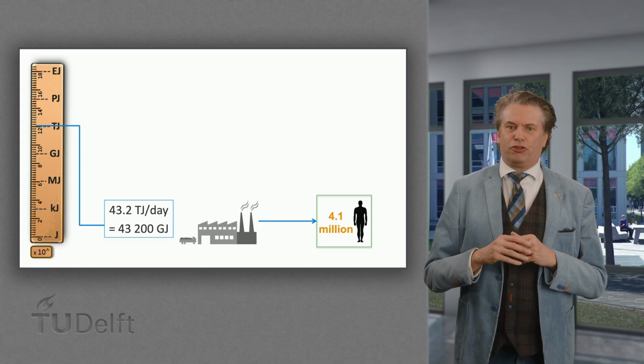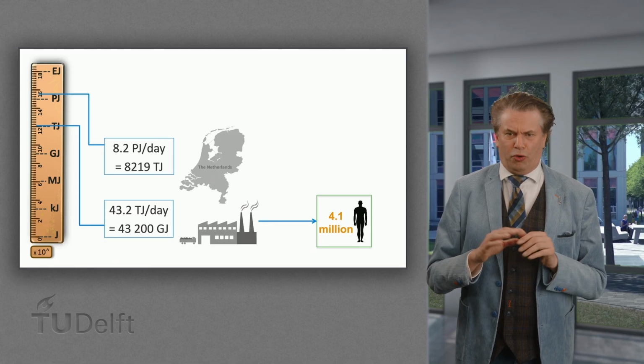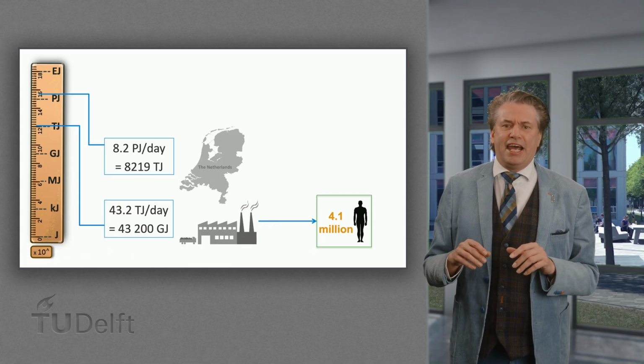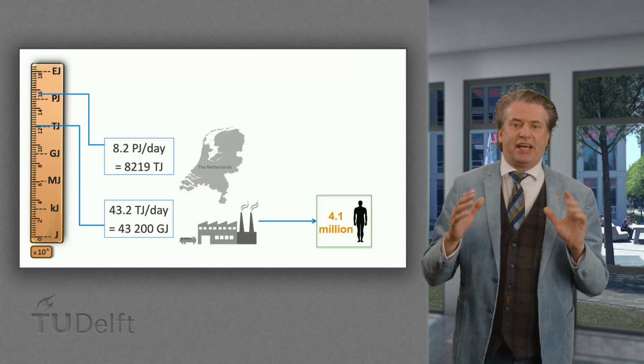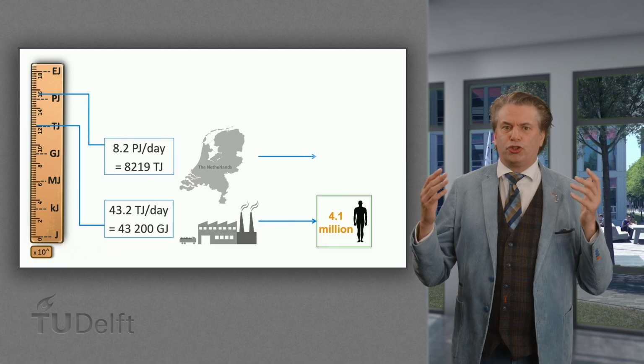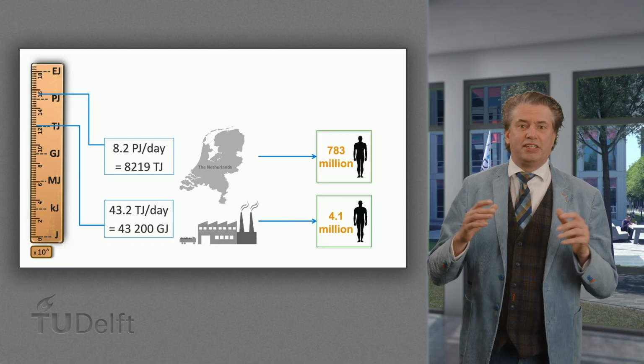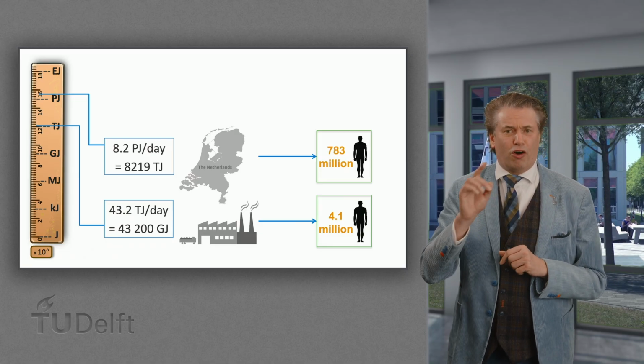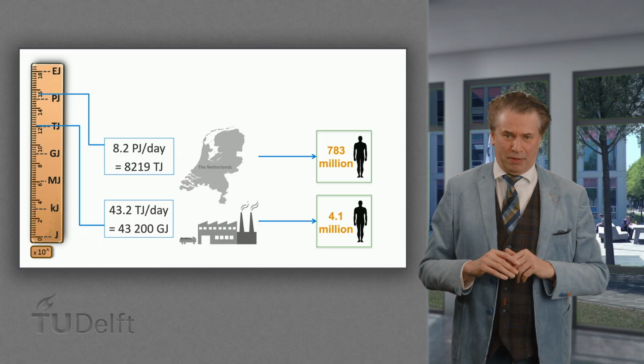The daily energy consumption of the Netherlands, for instance, a small developed country, is more than 8,000 terajoules or 8 petajoules. A country of around 80 million people, like the Netherlands, consumes enough energy every day to meet the daily food energy requirements of 783 million people.